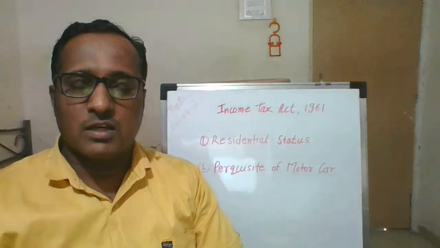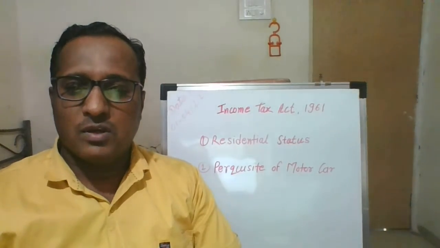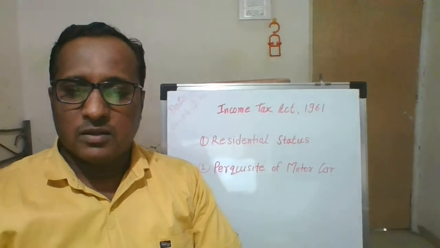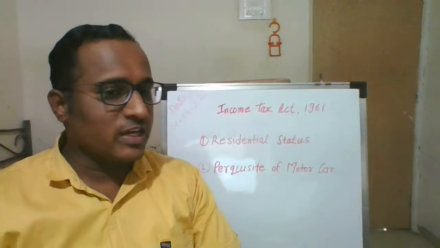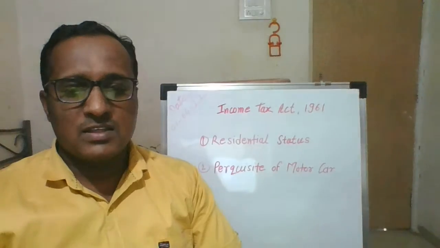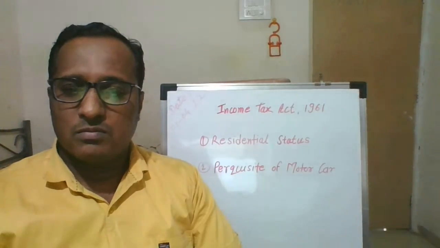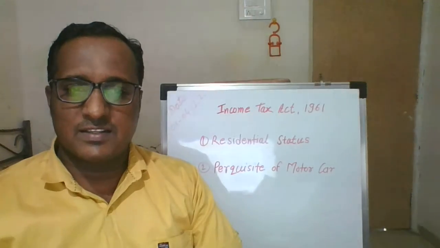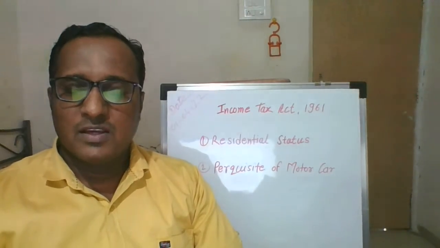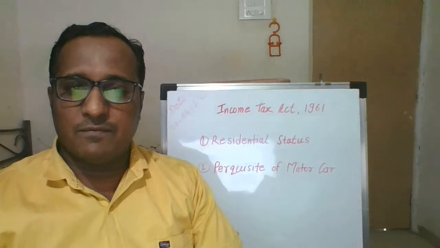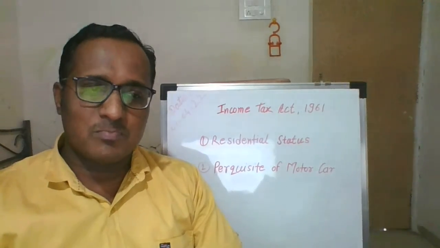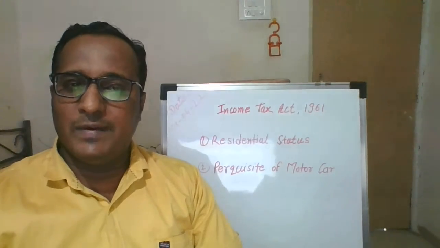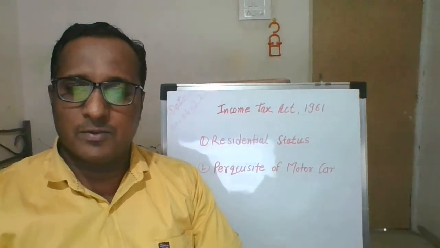Today we will discuss two concepts according to the Income Tax Act 1961. The first concept is residential status and the second concept is perquisites of motor car. The residential status of a person must be determined with reference to each previous year. He is resident if any of the following two conditions are satisfied.